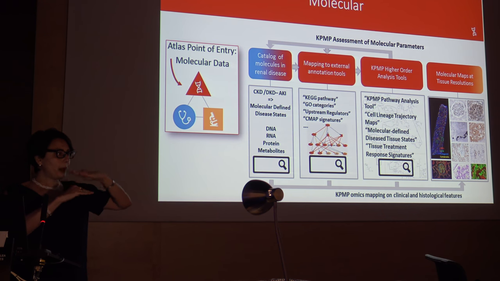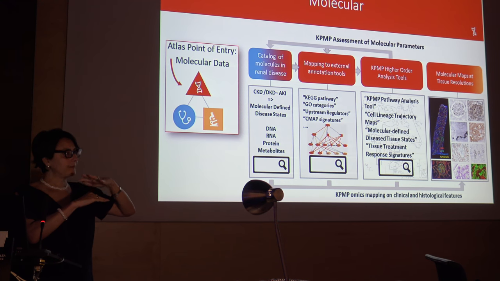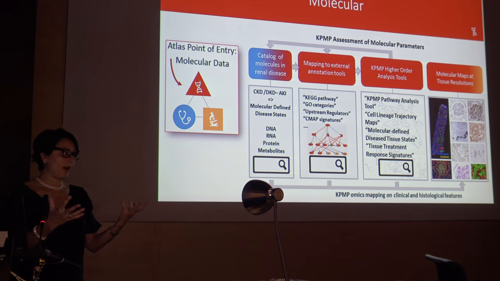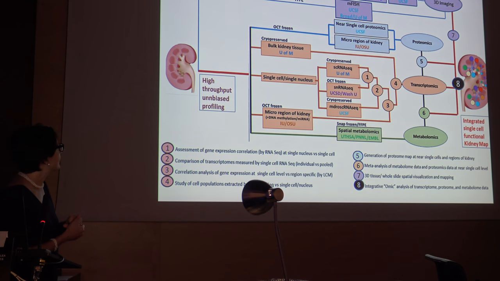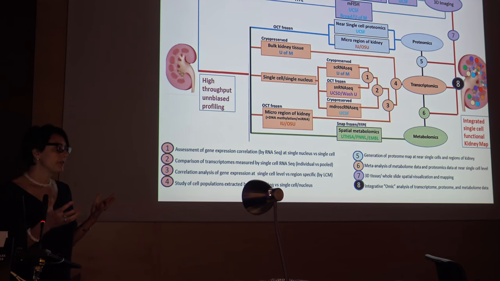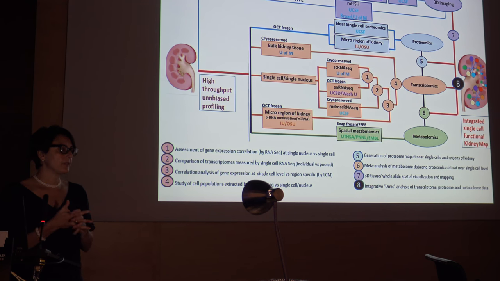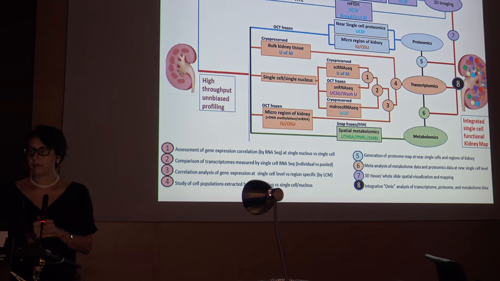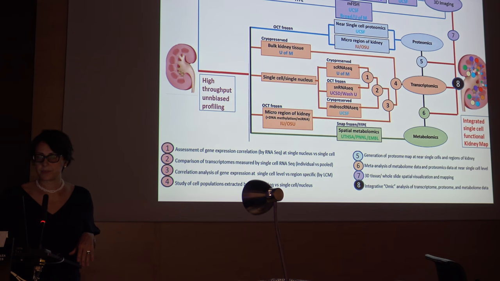So basically what I showed you before, all these elements put together, can now be mapped on the structural features. And you can do that just because you have the images as digital images, and you can reconstruct all these elements. So the idea is to use a high throughput unbiased profiling of the kidney and the patient. Different people are involved in this project, and each of them will apply different technologies for the molecular profile to come up ultimately with an integrated single cell functional kidney map. Basically, everything will be mapped on the structural changes.